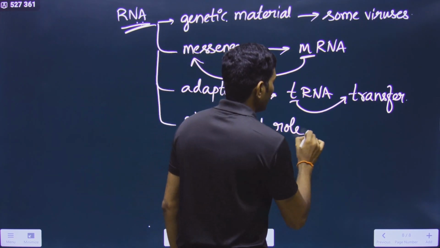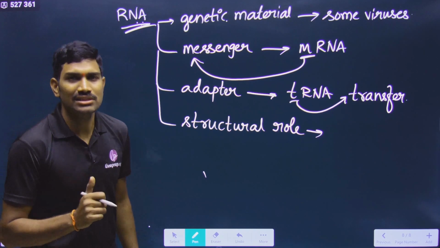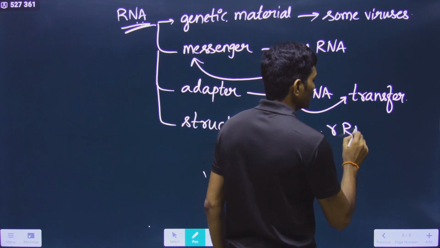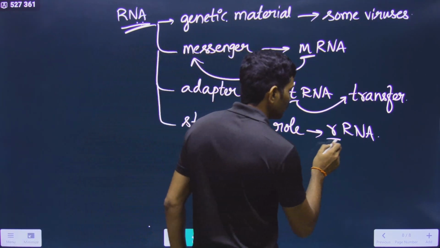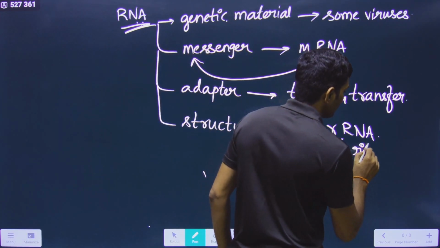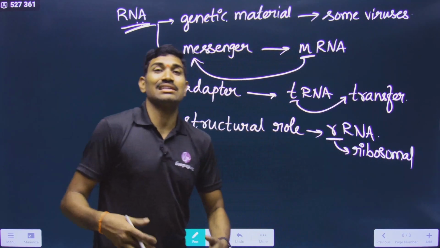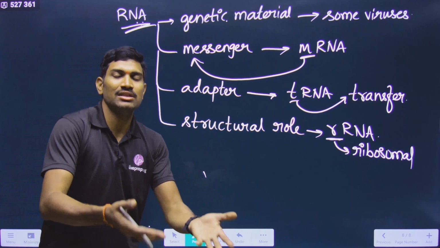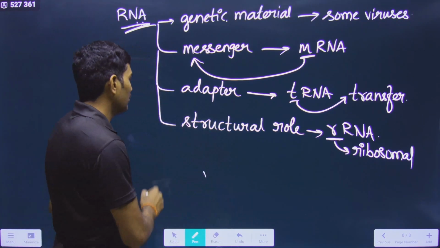What is the meaning of RNA having a structural role? It will form some structures. What type of structures will it form? Ribosomes. For ribosome formation, which RNA is required? rRNA is required. What does this small r mean? It is ribosomal. So ribosomal RNA has a structural role because it forms structures called ribosomes, which are involved in protein synthesis.